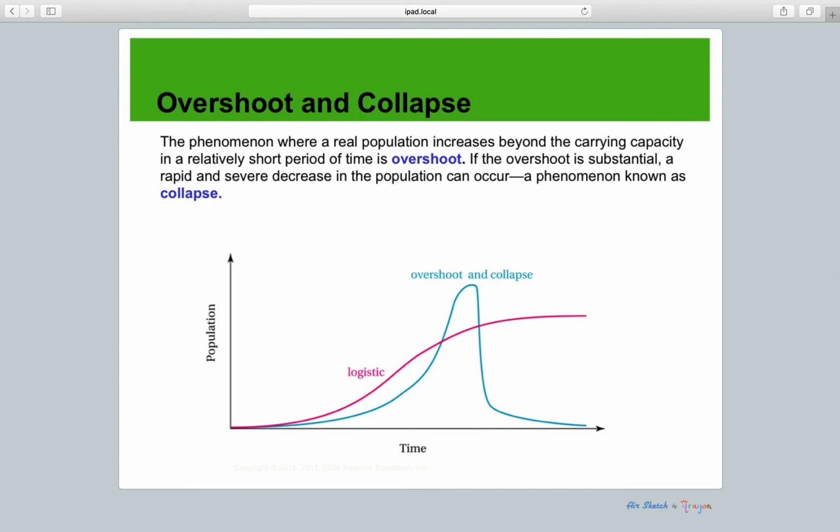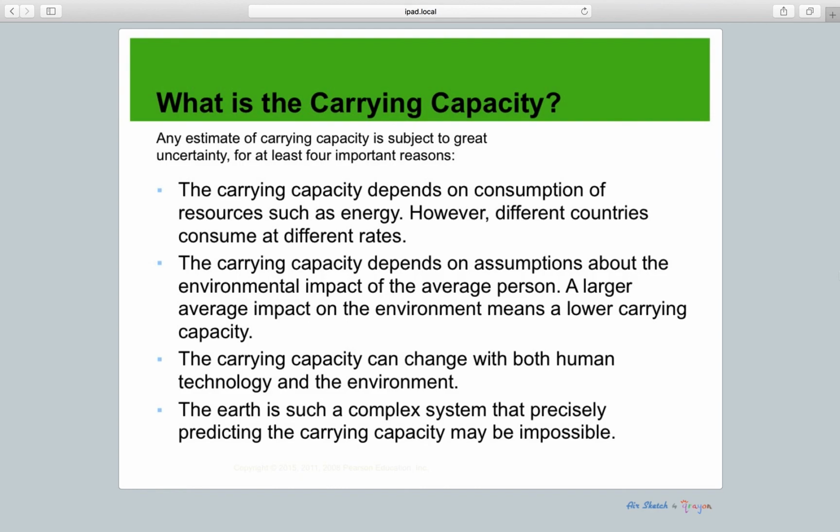And you can see in nature that even though we assume populations have a carrying capacity based on their environment, a population can overshoot its carrying capacity and then Mother Nature takes its course and you see a collapse in the population of the species. This is a phenomenon known as overshoot and collapse. And the hard thing is we made a big assumption that the global carrying capacity for humans is 12 billion, because it depends on many different things like consumption of resources, and different countries consume at different rates, and also the environmental impact of the average person.